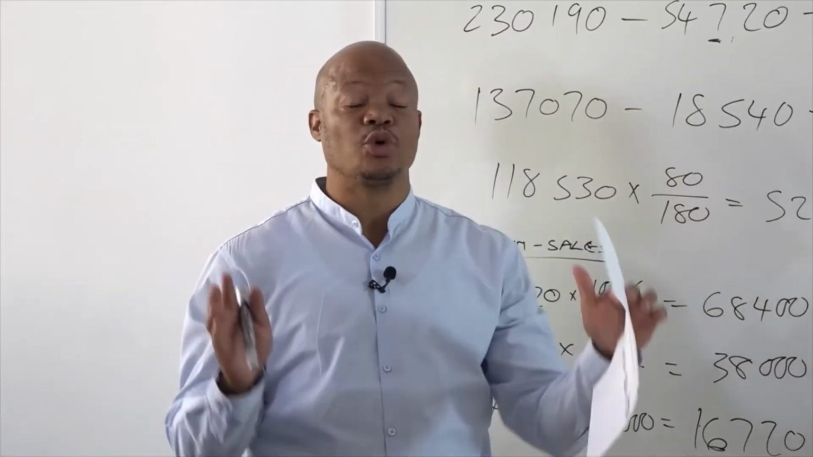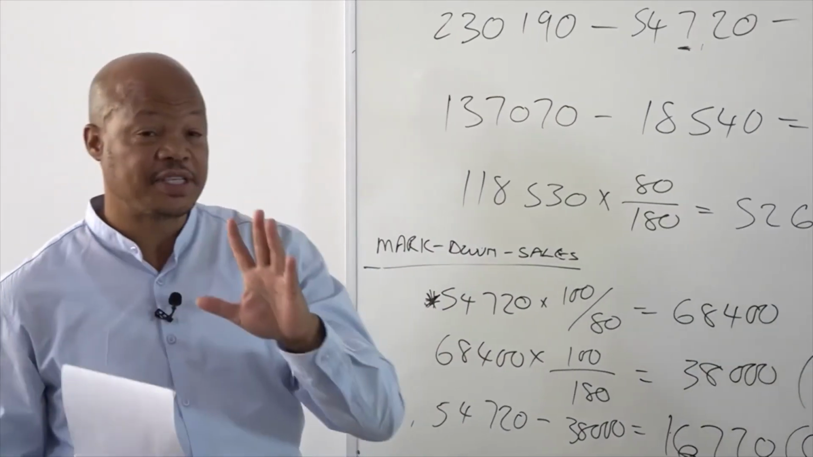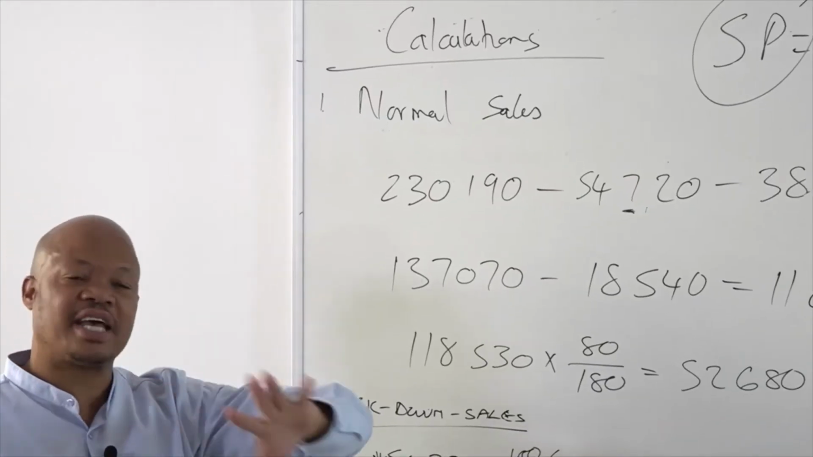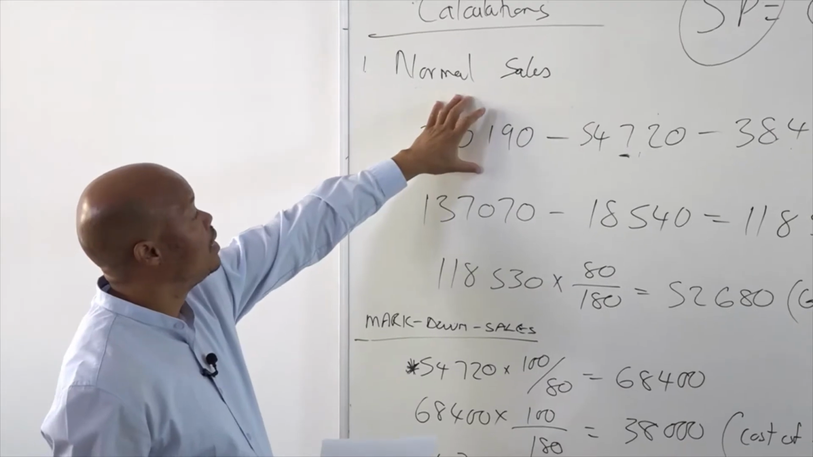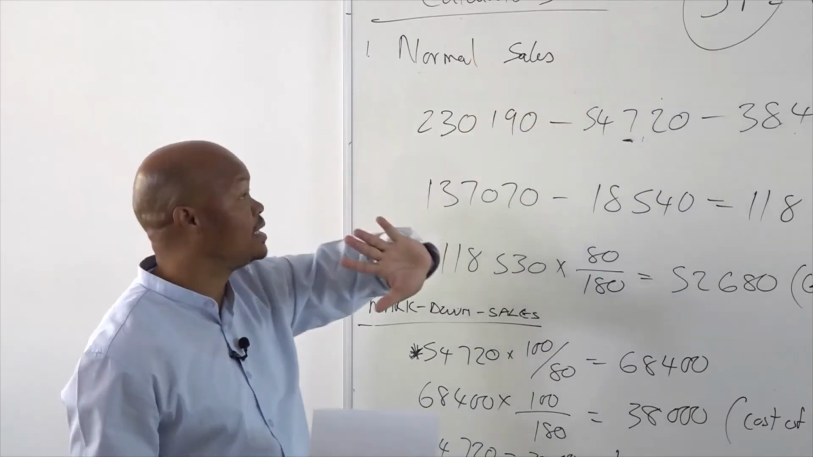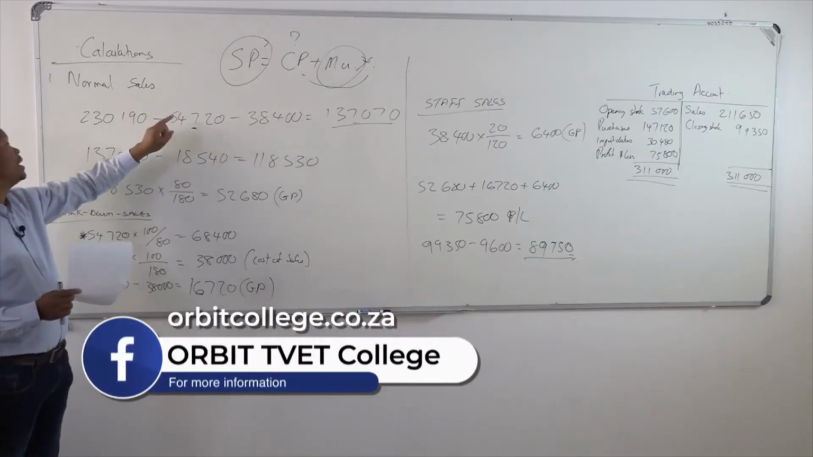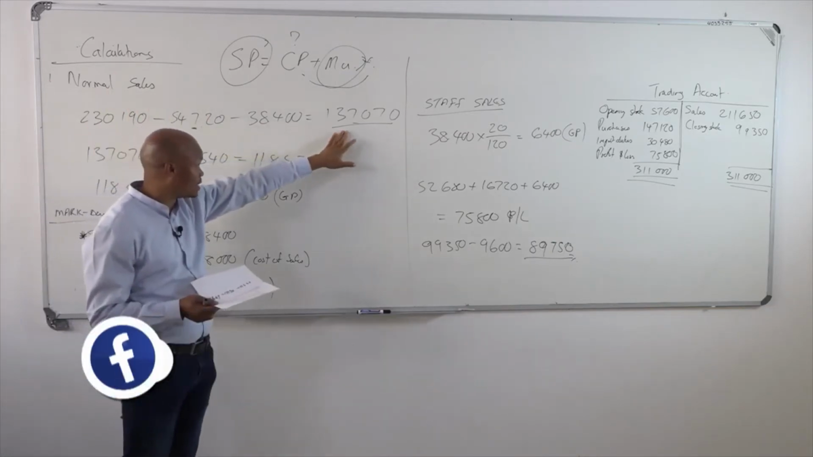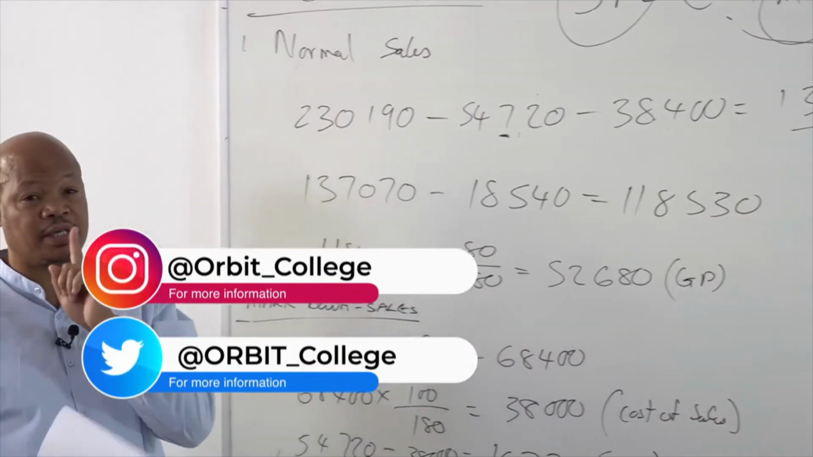89,750. I want us now to recap so we have a clear understanding of what we were doing. The first thing is we have been given total sales. Now remember, sales is sales, whether it's credit sales or cash sales, sales will always be captured as one amount. It will not be separated for you. Remove all the other sales that have been given. In this instance, you've got staff sales 38,400, and markdown sales or discounted sales. So you can get now your normal sales of 137,070.